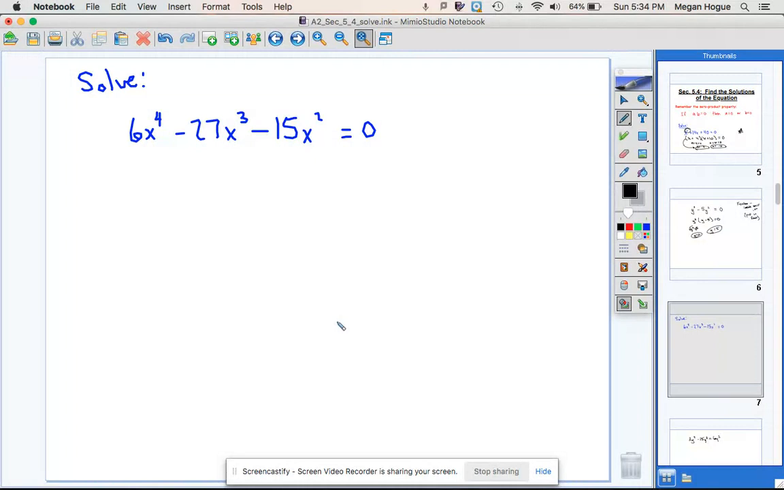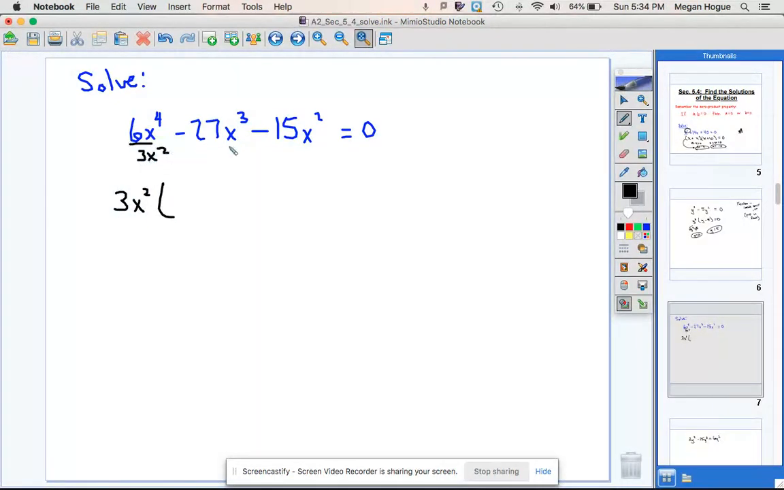6x to the fourth minus 27x cubed minus 15x squared equals 0. So again, we're always looking for that GCF first. You're going to see quite a few of them in the beginning, probably on the assignment. So I see an x squared. See anything else in common? They all have a 3. Be paying attention to that number, that's going to make your factoring easier. So pull out that 3x squared.